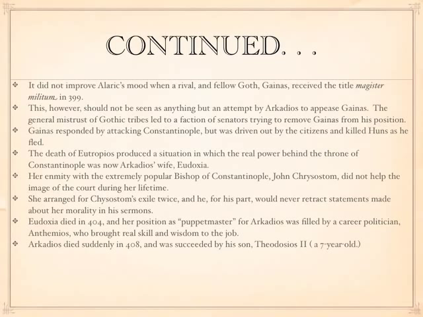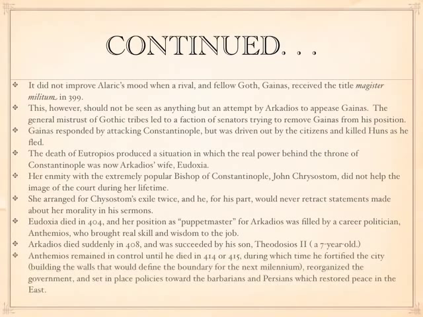So in 408, Arcadius died, and the empire, many factions within the empire, saw this transition as a time to attempt to seize power. We'll see how that fares in the West with the fate of probably the greatest general that the divided empire knew, the empire since Constantine knew, a fellow by the name of Stilicho. Anthemios remained in control until he died sometime in the year 414 or 415.